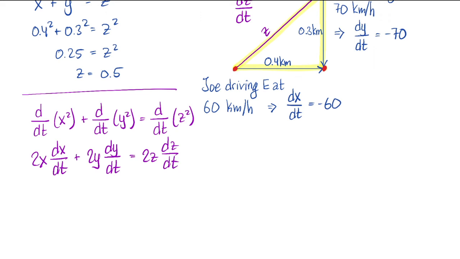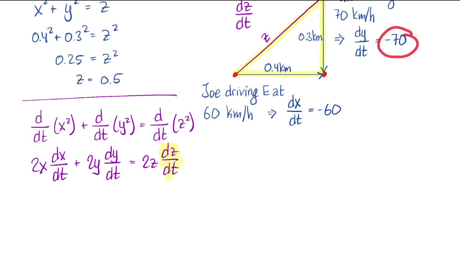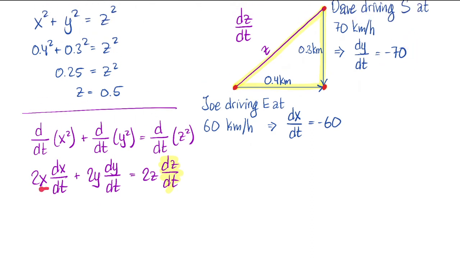Now if we take a look at our differentiated expression, first of all, we're looking for dz/dt. This is what we're looking for. We know this rate, that's how fast Joe is driving, his rate, negative 60. We know dy/dt, that's the rate for Dave. We know x, that's how far away Joe is from the intersection. We know y, that's how far Dave is from the intersection. And we know z, that's how far apart they are. So we can now just plug in all the quantities that we know and then solve for dz/dt.